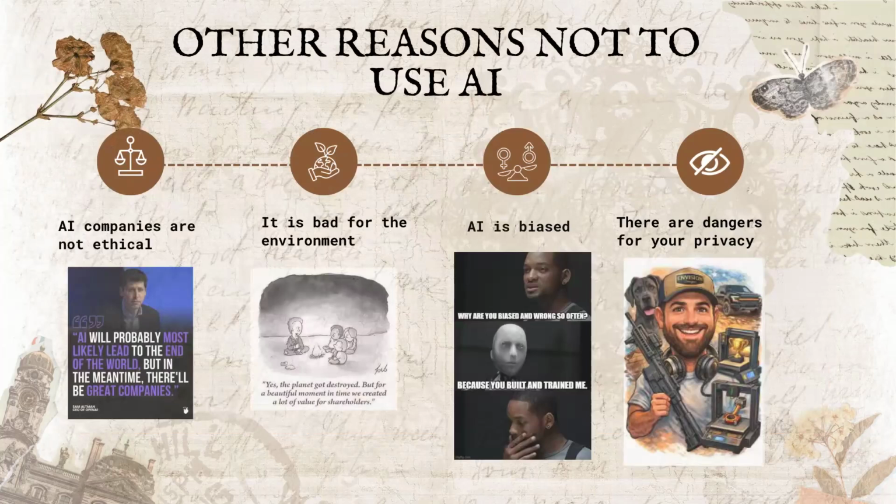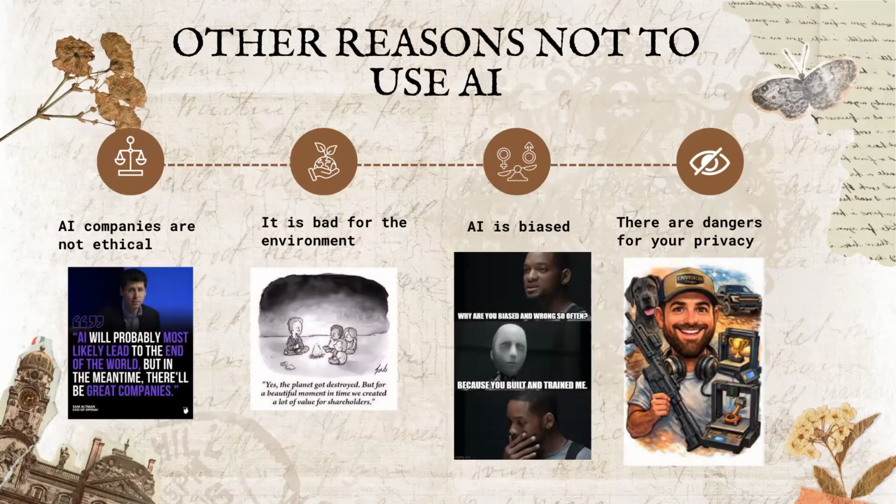Here are some other reasons not to use AI. The first one is AI companies are not ethical. And I have a quote there for you by the CEO of OpenAI. For those of you who don't know, ChatGPT is a product of OpenAI. And Sam Altman says AI will probably most likely lead to the end of the world. But in the meantime, there will be great companies. Then the second one, it is bad for the environment.